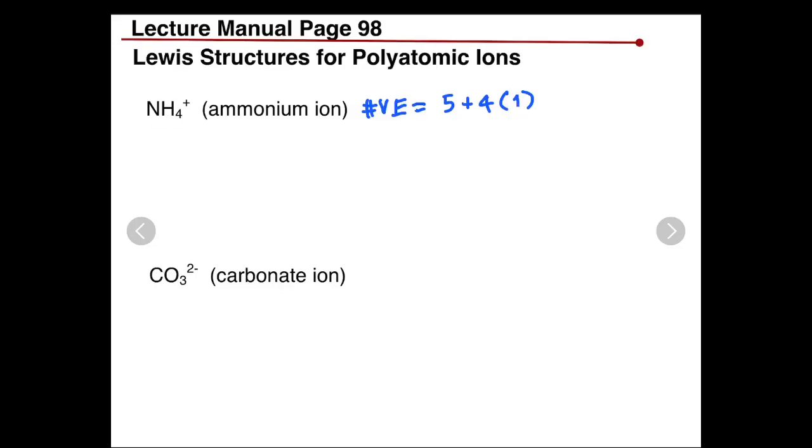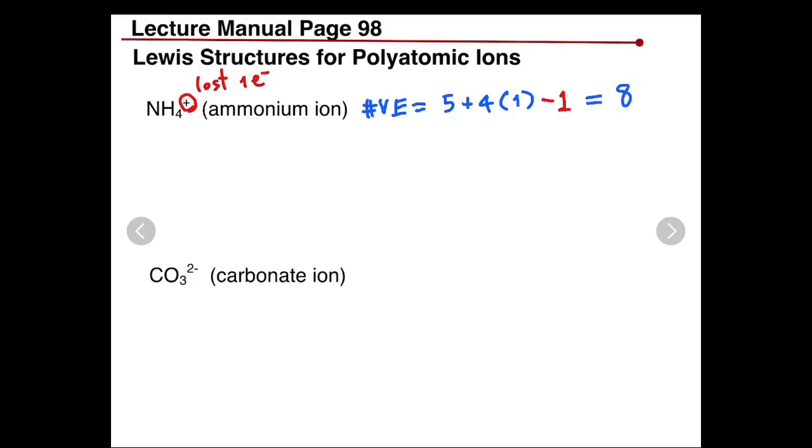Now you also need to account for the charge of the polyatomic ion. The positive 1 charge indicates that the overall ion has already lost 1 electron. So positive 1 means it lost 1 electron. In this case, this total doesn't account for that lost electron yet. Therefore, you are going to subtract 1 from that. So the number of valence electrons would come out equal to 8 instead of 9. So it's going to be 8 valence electrons.